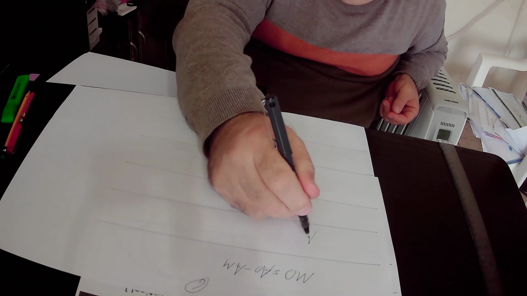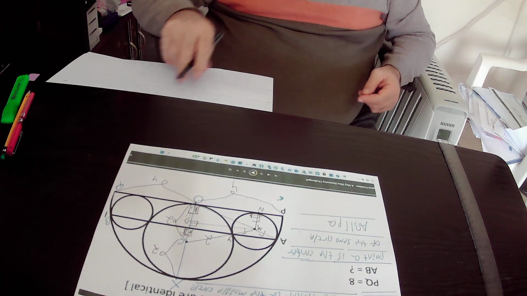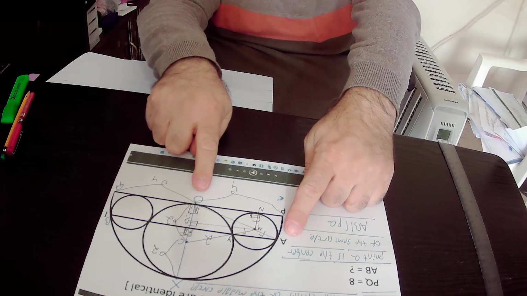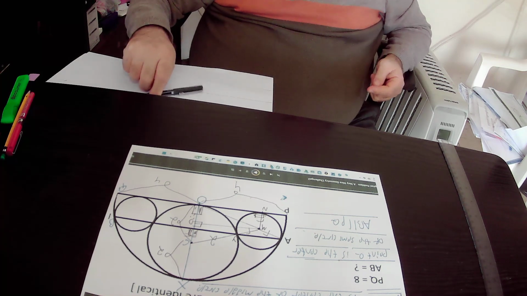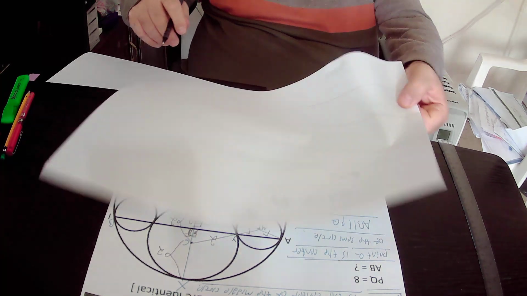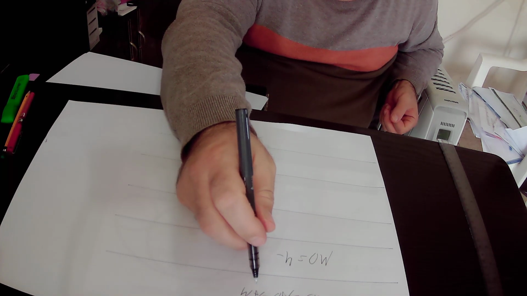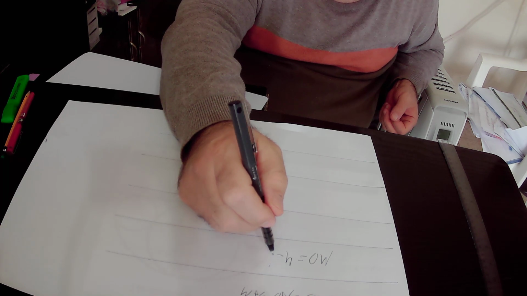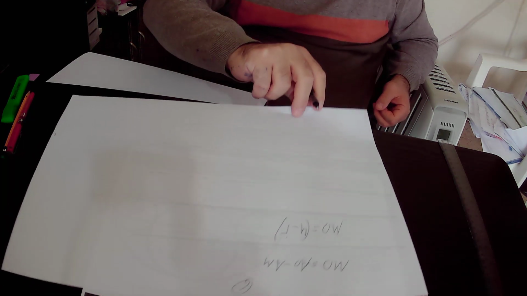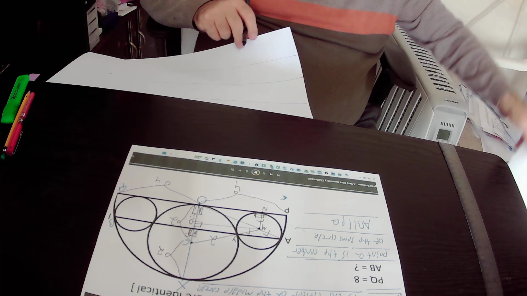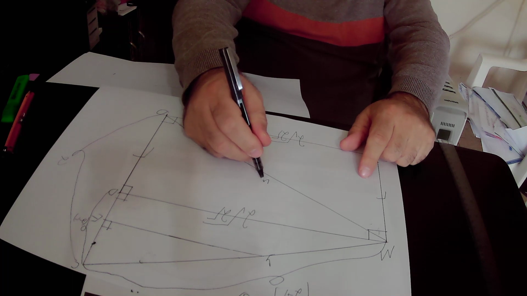So MO equals AO. What is AO? As you can see from the drawing, AO is the radius of the semicircle, that is to say it equals 4 units. So AO equals 4 units, this is the radius of the semicircle, minus AM. We've already found out that AM is R, the radius of the small circle. So in total we found out that MO equals 4 minus R. So we can write here that MO equals 4 minus R.